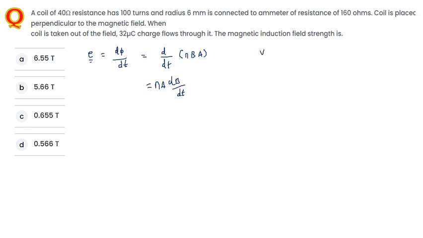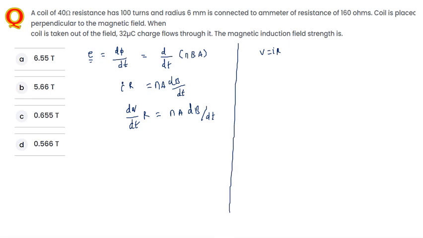See here, V is equal to I into R, and V is about potential here, so I just mention I into R. Here I, the current, is nothing but the change in charge, that is dq divided by dt, into R, and that will be equal to N A into dB divided by dt. From this, dt will be cancelled here. So what they are asking in this one is the changing magnetic flux.